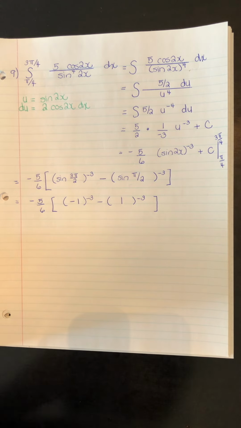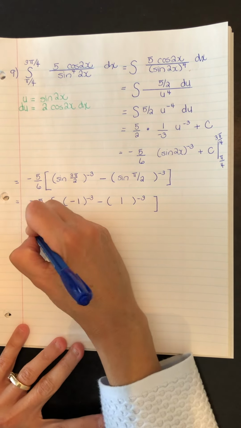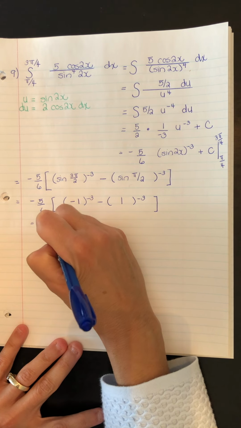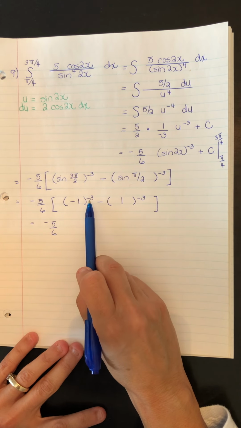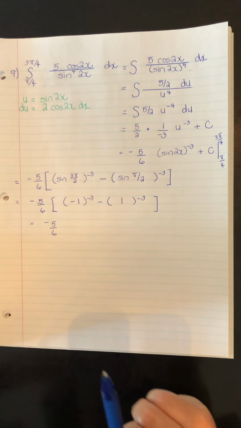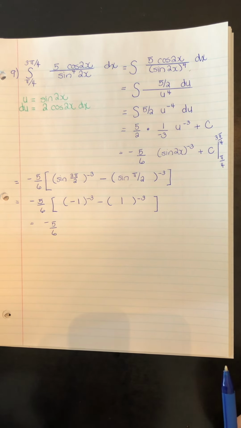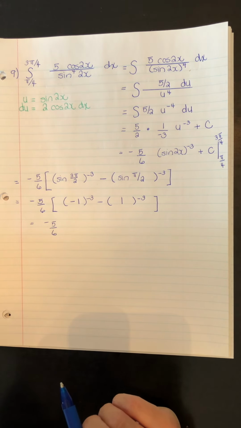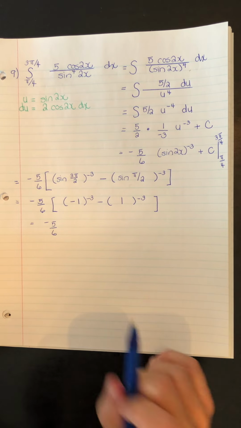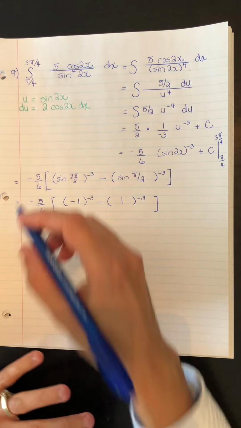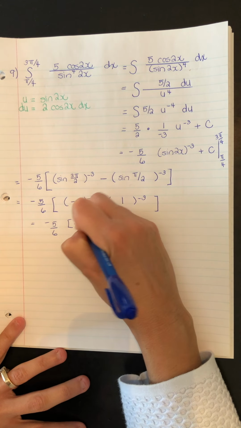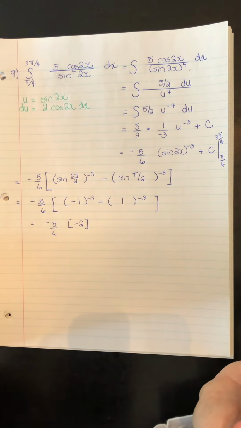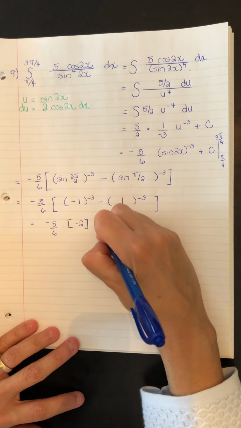So now we have this. Okay, negative 1 to the exponent of negative 3, that just means 1 over negative 1. That's just negative 1, and this is negative 1. So we're going to get negative 2 in here. Okay, and that means the answer is 10 over 6 or 5/3.